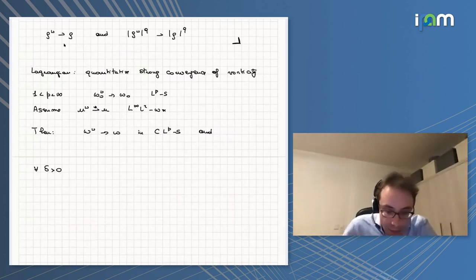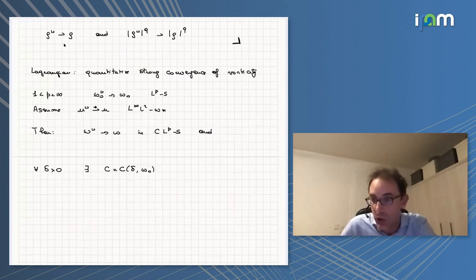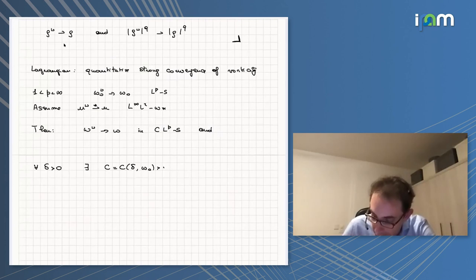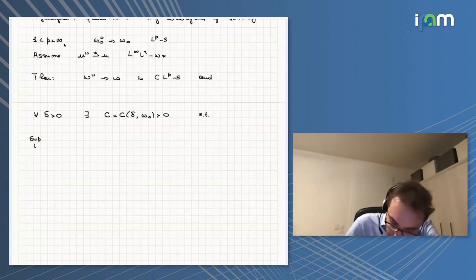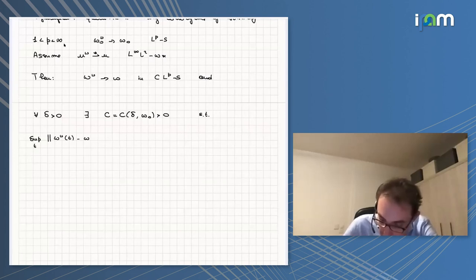Every time I fix a delta, I find some constant which will depend on this delta and on the initial vorticity as a function, so not just via norms. That's one of the small drawbacks of this result. So that's a positive constant, such that I have the following estimate, uniformly in time on a bounded interval of time. The difference between the two vorticities, the vorticity in Navier-Stokes and the vorticity in Euler, in L^p is controlled by delta plus this constant, divided by the following quantity.